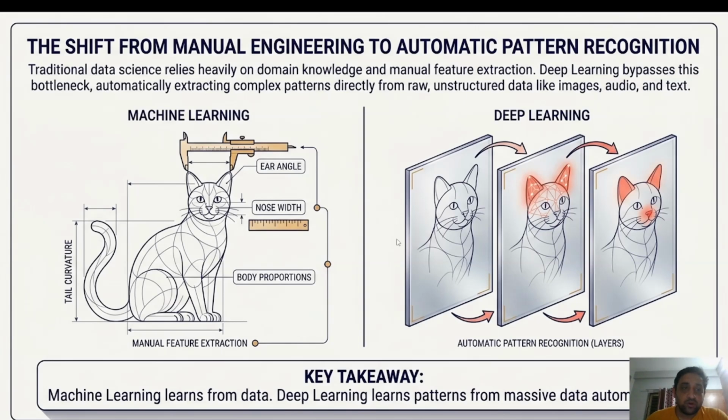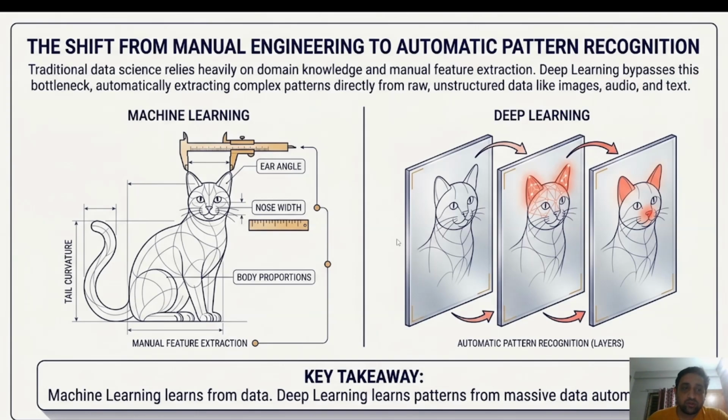Ear angle, nose width, tail curvature, body proportions, you measure, you label, you engineer every feature by hand. This is called manual feature extraction and it is incredibly slow, expensive and brittle. What happens when the cat is lying down or wearing a costume? The model breaks.